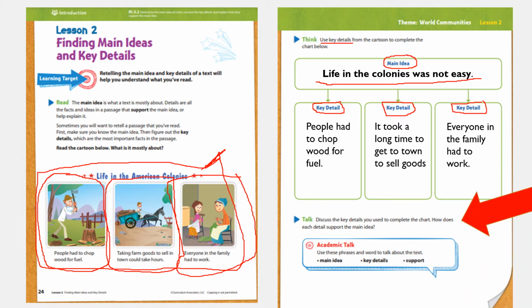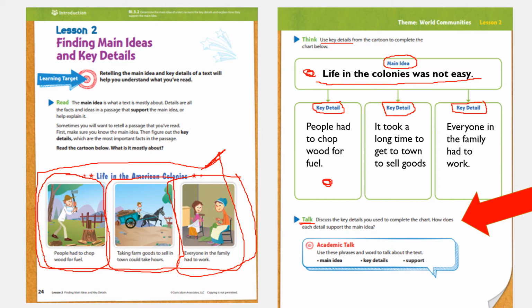Now you'll notice that there is a green talk prompt down here, and it says, discuss the key details you used to complete the chart. How does each detail support the main idea? Well, this is your chance to kind of think out loud. So the way I do it is, I'm looking at the main idea, and I see that it says life in the colonies was not easy. I need to make sure that each of my details supports the idea that life wasn't easy.